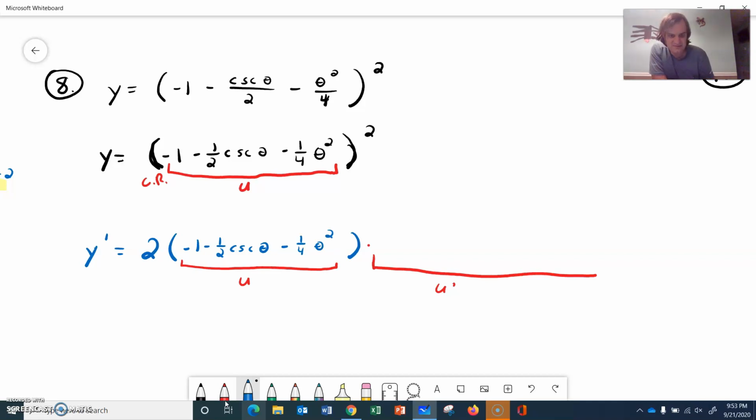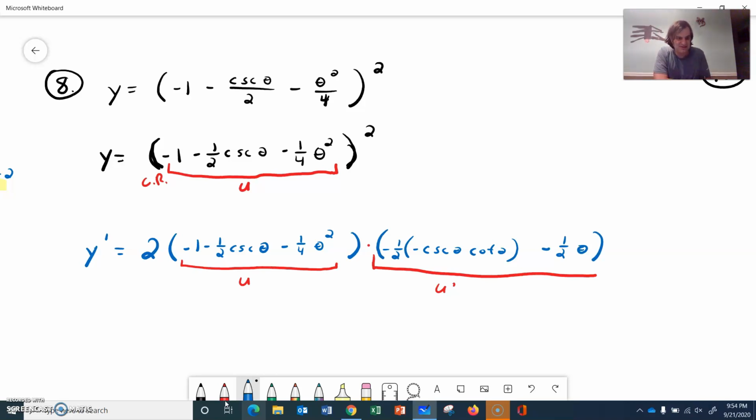And then the derivative of that: -1 goes to 0. -1/2 cosecant goes to, there'll be a -1/2, and then it'll be times negative cosecant cotangent. And then we'll have minus 1/2, because it'll be 2/4 theta. Now all of that will be together, and you can clean that up a little bit.